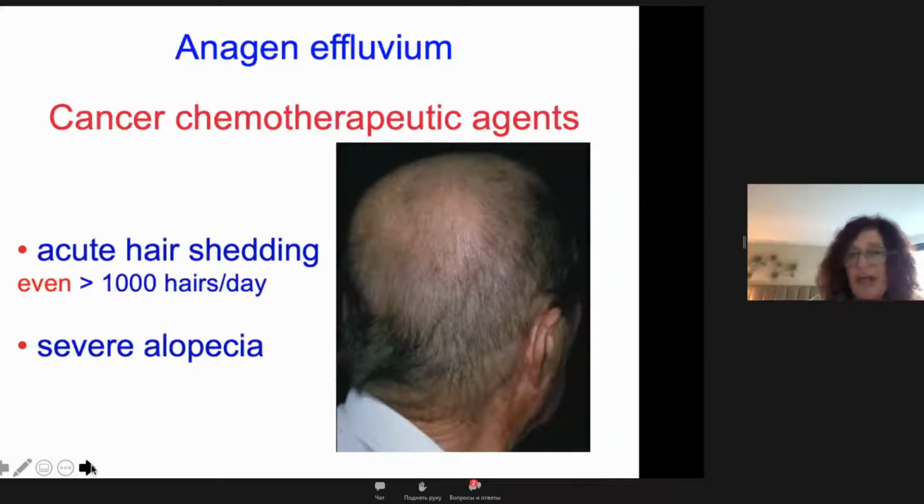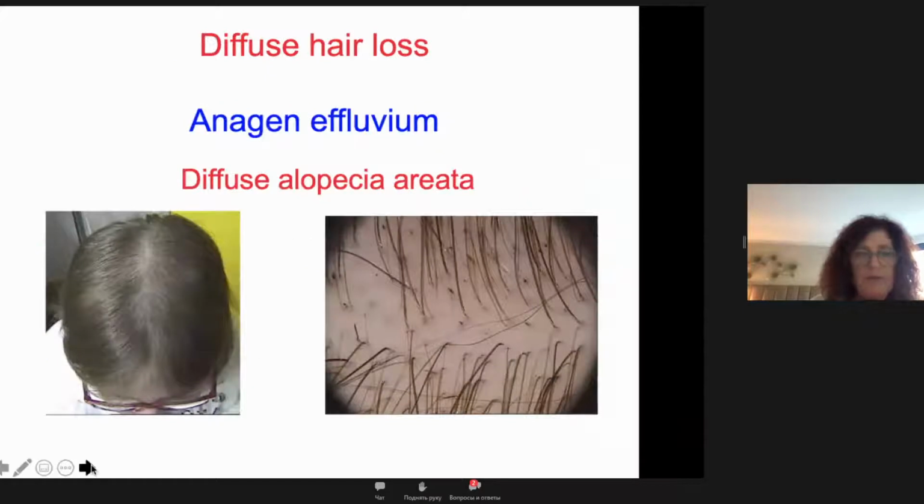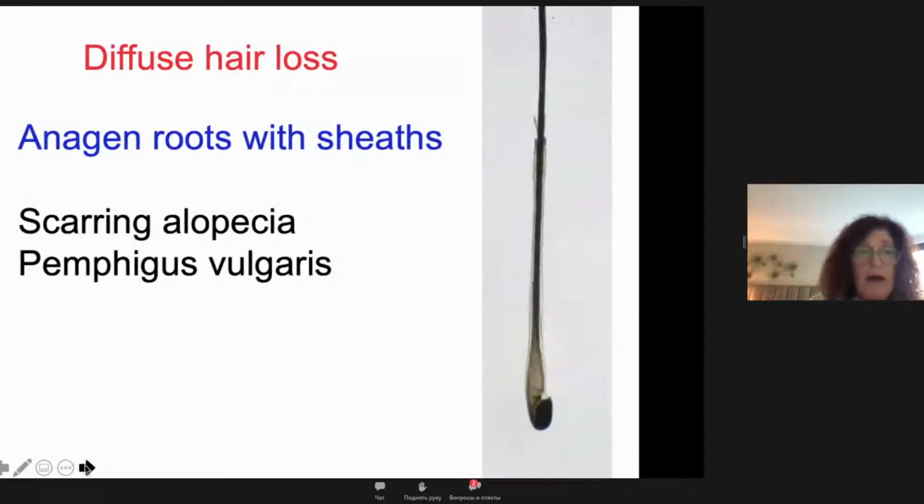Most patients shave, so you don't really see the alopecia because they can't bear to see all the hair falling out. And diffuse alopecia areata. This is to remind you to always use your dermatoscope in cases of diffuse alopecia, because this is how you make this diagnosis. You see all the broken hair. So anagen roots with sheaths. Anagen roots with sheaths and the pull tests are really abnormal.